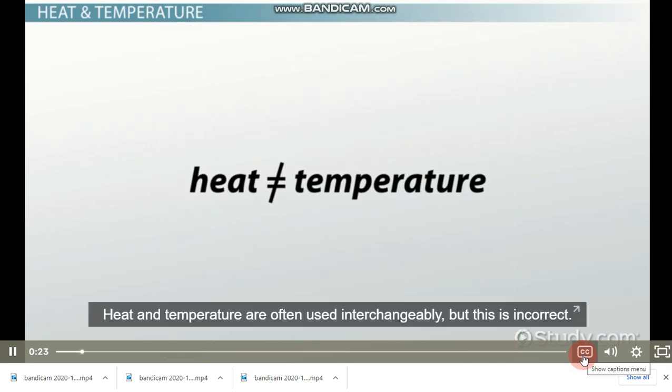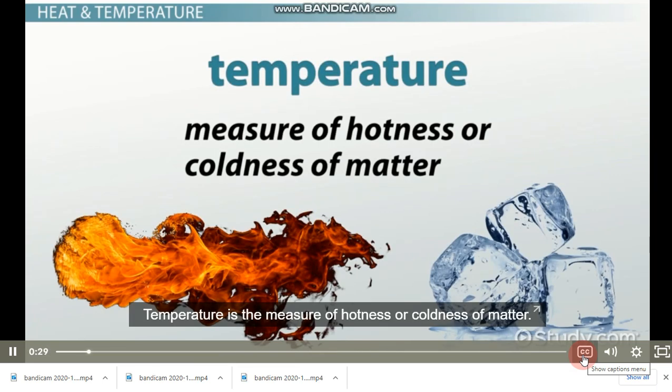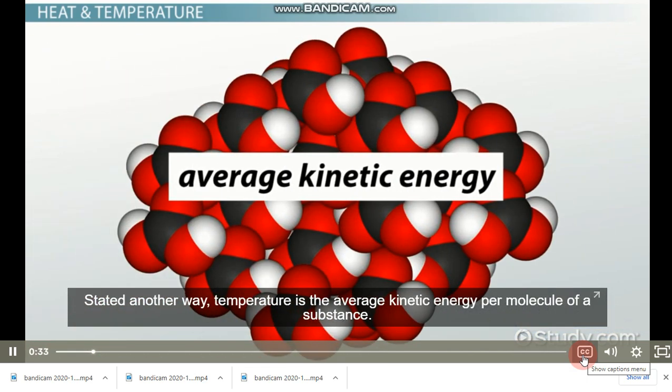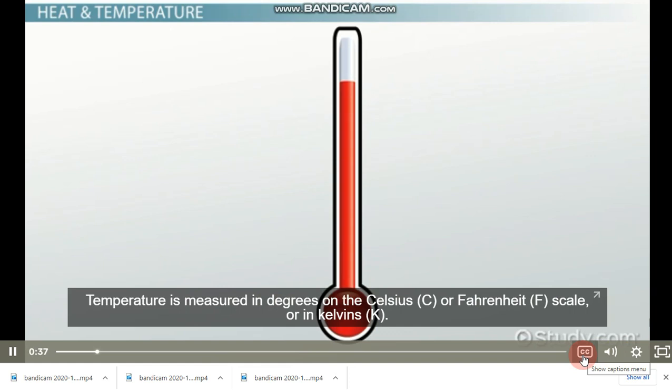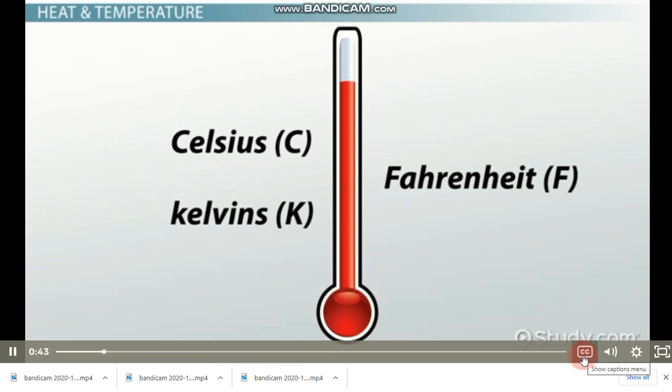Heat and temperature are often used interchangeably, but this is incorrect. Temperature is the measure of hotness or coldness of matter. Stated another way, temperature is the average kinetic energy per molecule of a substance. Temperature is measured in degrees on the Celsius, C, or Fahrenheit, F scale, or in kelvins, K.